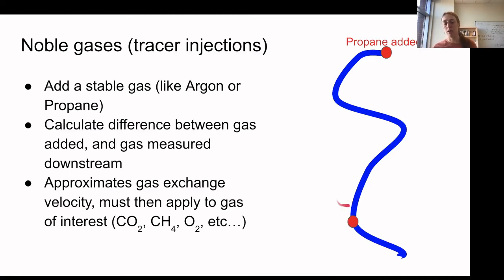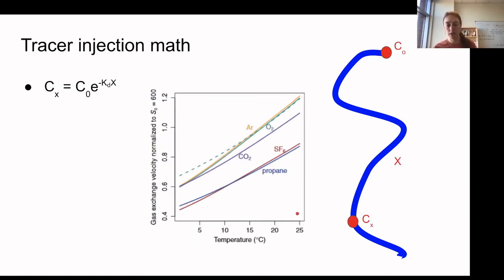So we'd add our propane, we'd measure it down here, see what our concentration of propane is in the stream after we've allowed some of it to leave the system, and we figure out the distance along the stream that we've measured this, and we do some basic tracer injection math.